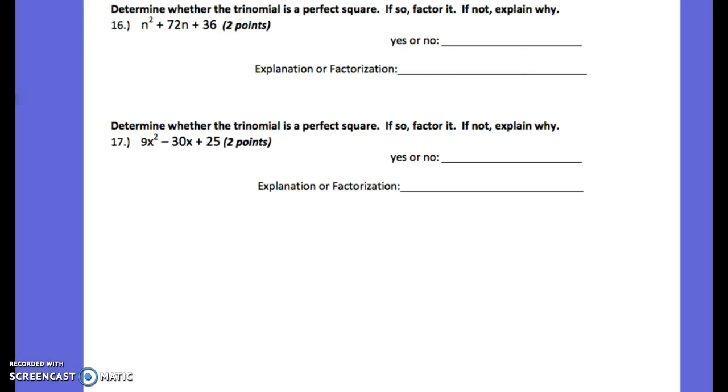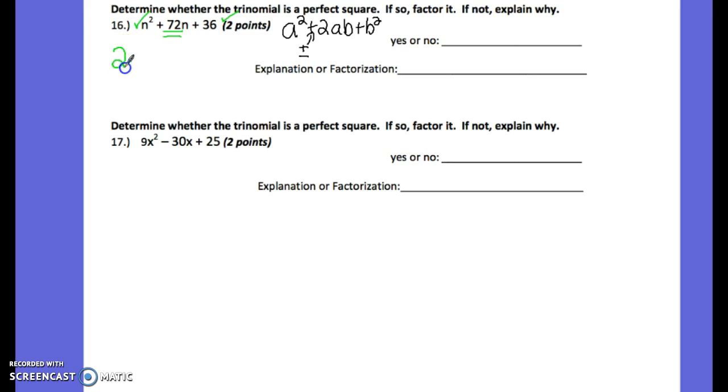Determine whether the trinomial is a perfect square. Remember, it has to fit the form a squared plus 2ab plus b squared. This can be a positive or a negative. It doesn't matter. So the first thing you should check, is n squared a perfect square? Yes. Is 36 a perfect square? Yes. So now I just need to check my middle term.